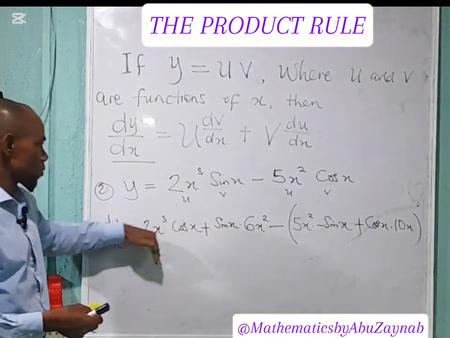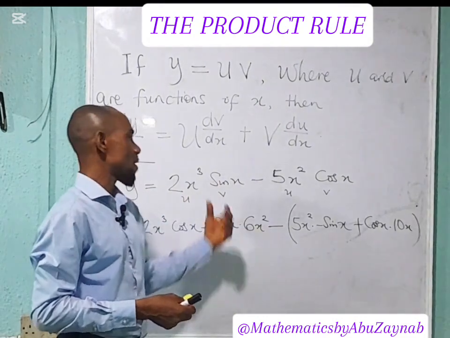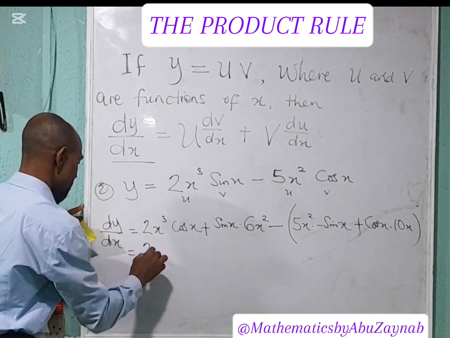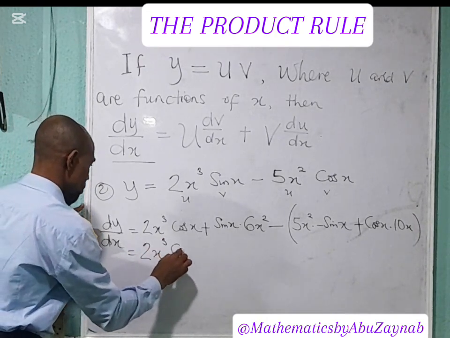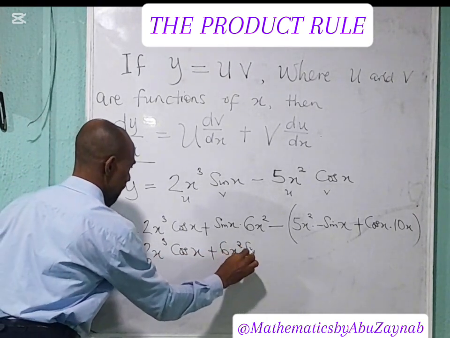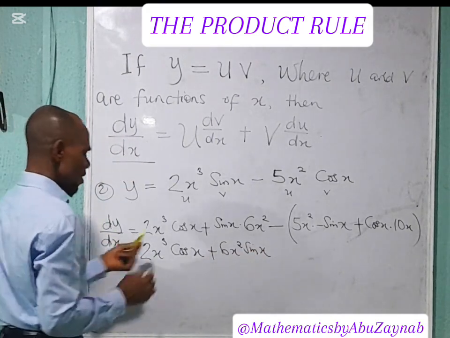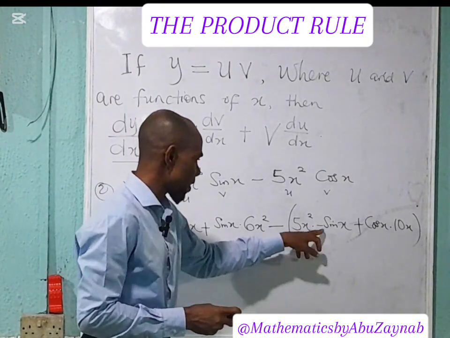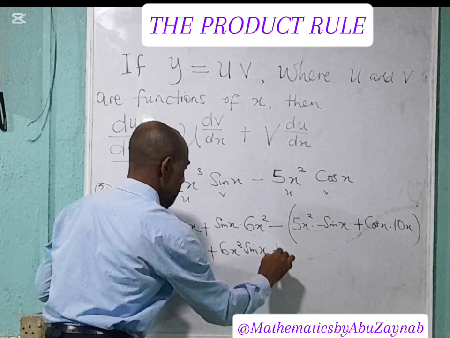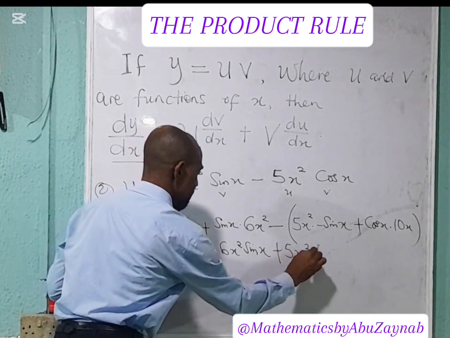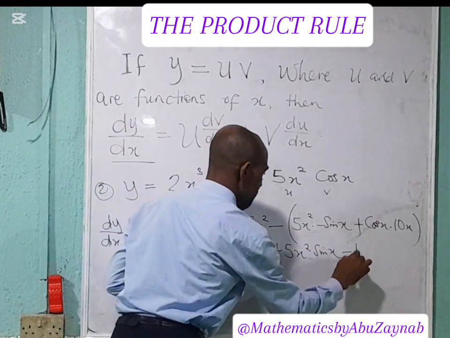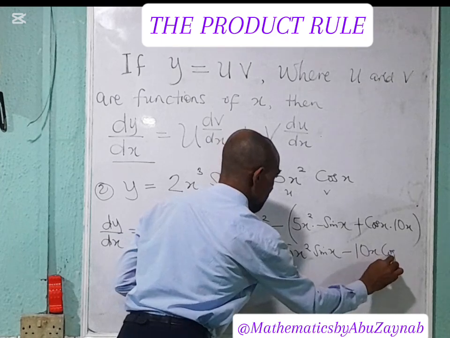So this is product rule for the first part. Then after the minus, I have another product rule to be applied here. Okay, so simplifying for that, I'm going to have 2x cubed cos x plus 6x squared sine x. Now, carefully open the bracket here. I'm having minus 5x squared sine x there. When I open the bracket, it's going to become plus 5x squared sine x. Then minus times plus there, minus 10x cos x.